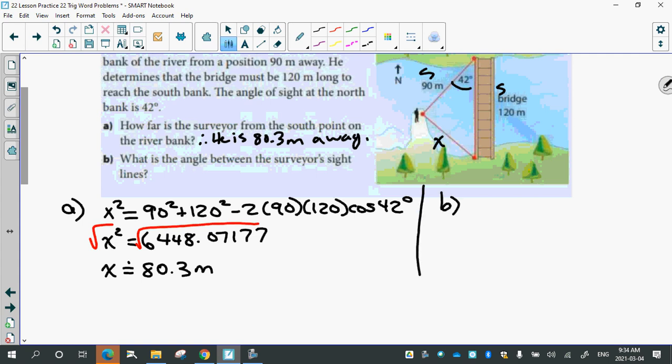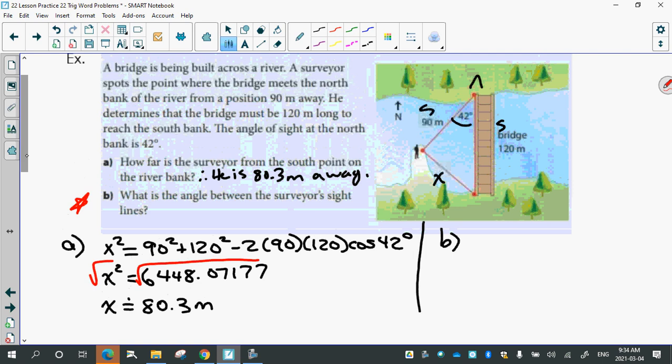B, what is the angle between the surveyor's sight lines? Okay, this is a good question to start. So now we know all three sides. Do you guys agree with that? The only angle in a triangle that can be greater than 90 is the angle between the two shortest sides. So what are the two shortest sides? These two. The angle we're trying to find is the only angle that could be greater than 90.